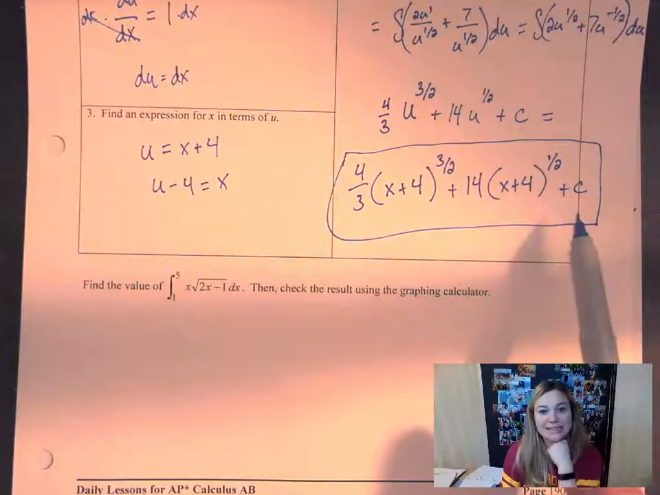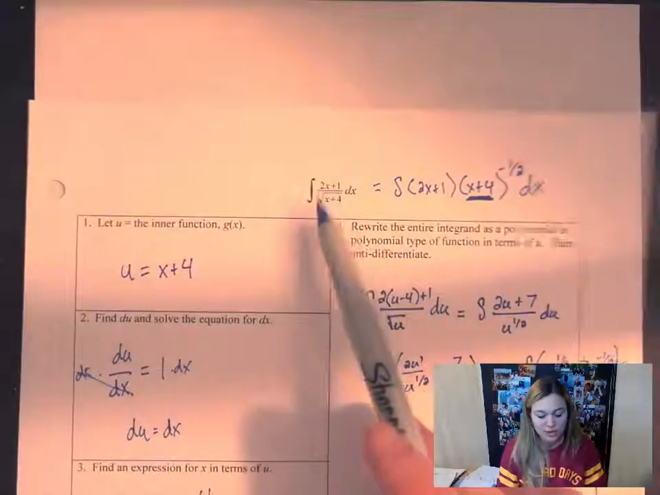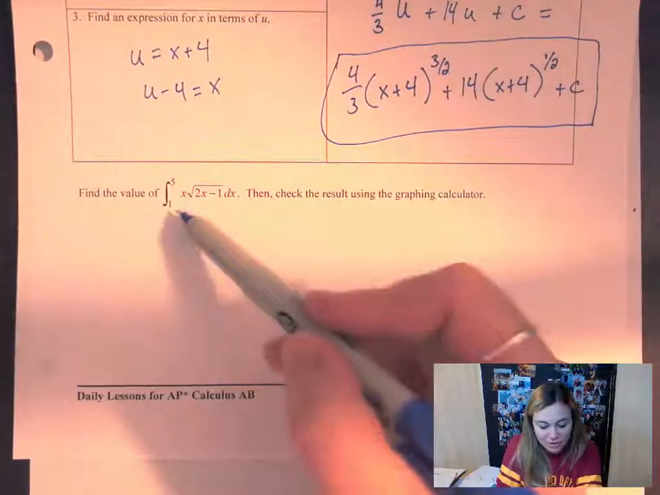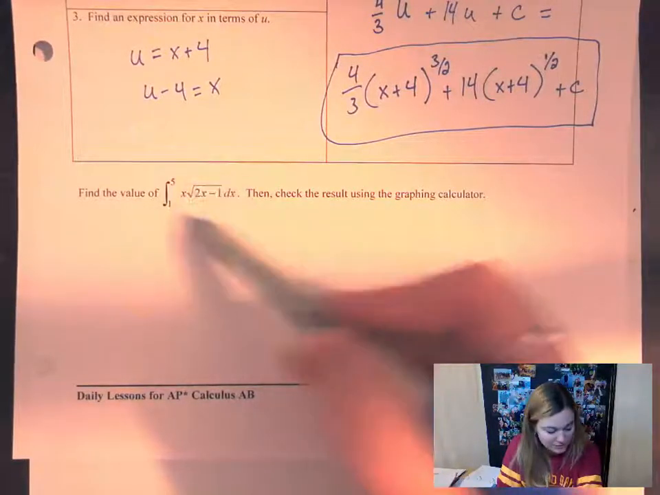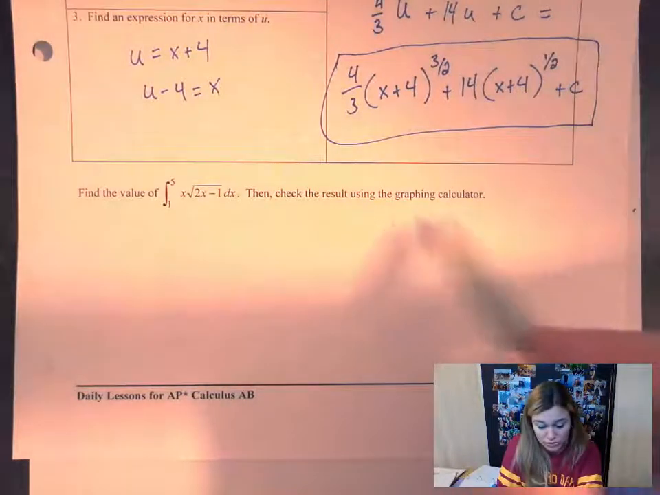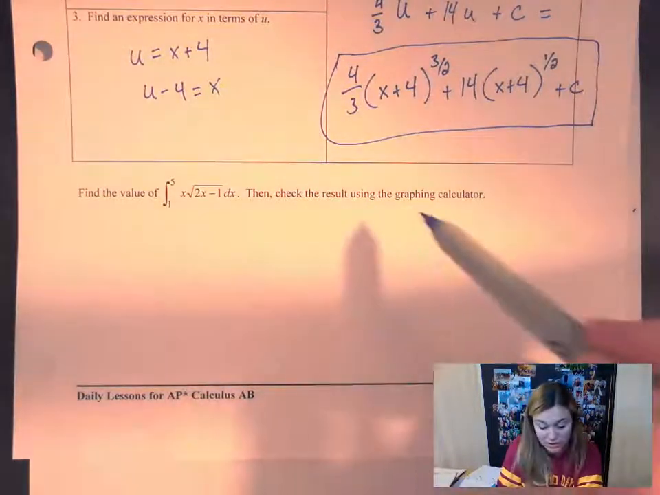This is called an indefinite integral. This wasn't from one place to another. But remember what this definite integral means. It'd be the area under the curve from 1 to 5 of this function. And so there is a way to do this in your calculator. We'll do this in a second when we check our results using the graphing calculator.